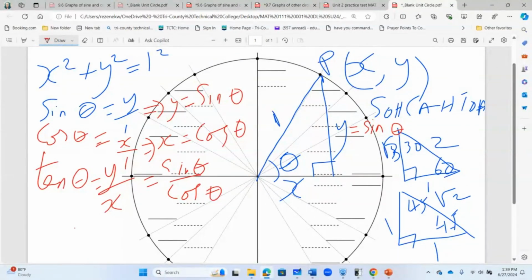So since I know sine theta is equal to y, cosecant theta is 1 over y. If I know sine theta, I know cosine theta. If I know tangent and so on, if I know sine, I know cosecant. If I know cosine, I know secant. If I know tangent, I already know the cotangent, the reciprocals.